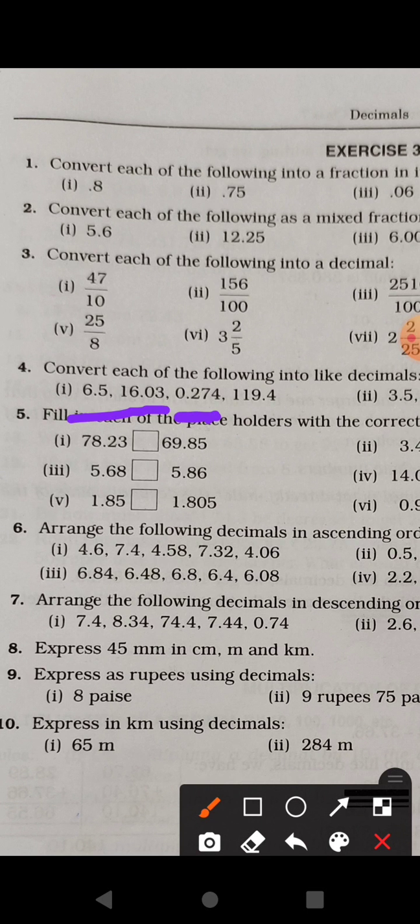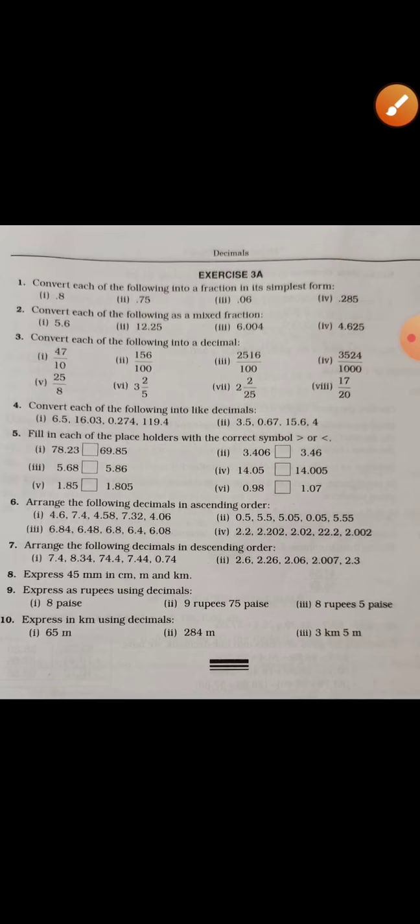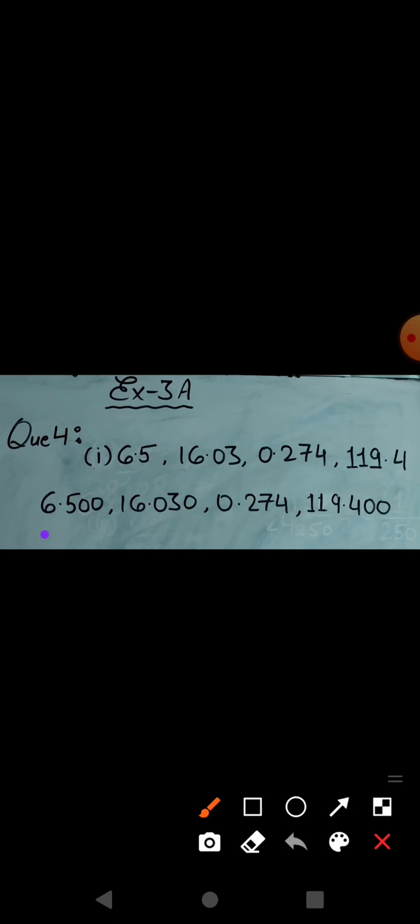So we can put zeros at the extreme right side in the decimal part to make them with 3 decimal places. Let's see how. It is question number 4. See, 6.5 was there, so we are putting 2 zeros. Now it has 3 places. 16.03 had 2 decimal places, so we are putting 1 zero. Now it is also with 3 decimal places.